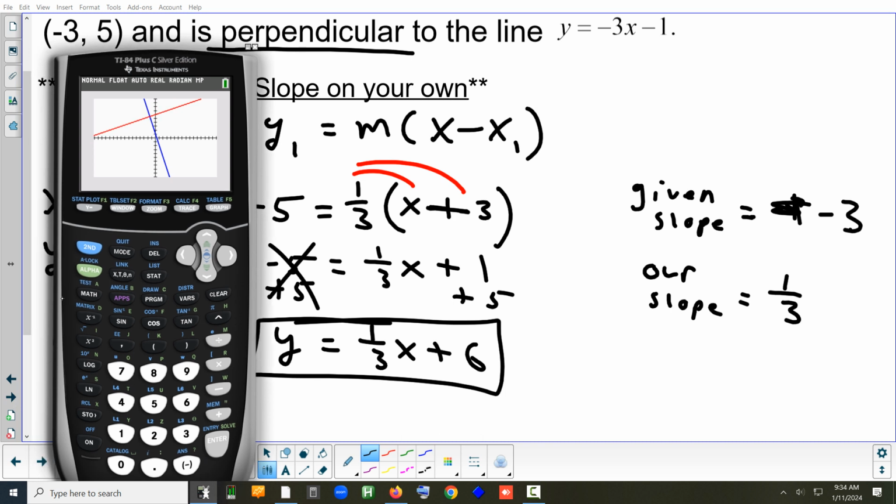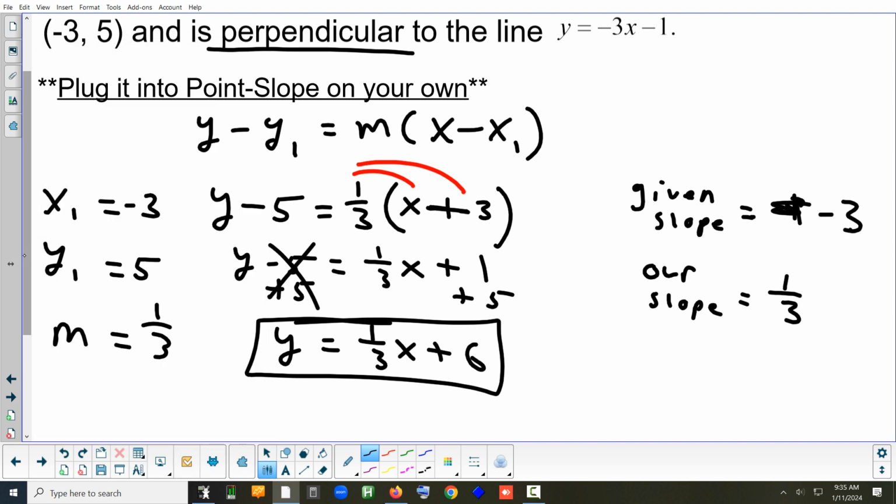So you're not going to have to check it on the graphing calculator. We do use these calculators for one thing later on, but we're not really using them. I'm just doing it to show you what perpendicular looks like. Okay. Any questions on that one? Okay.